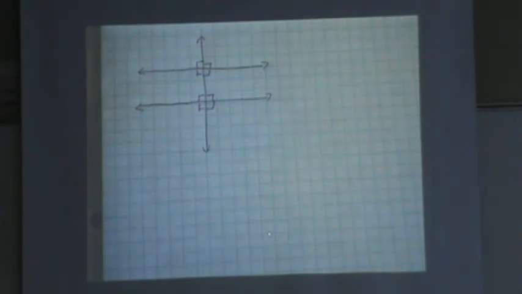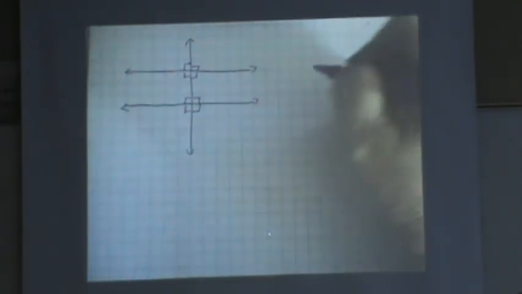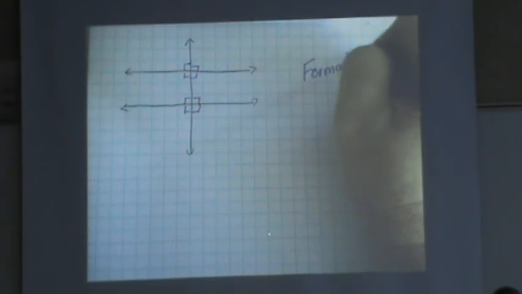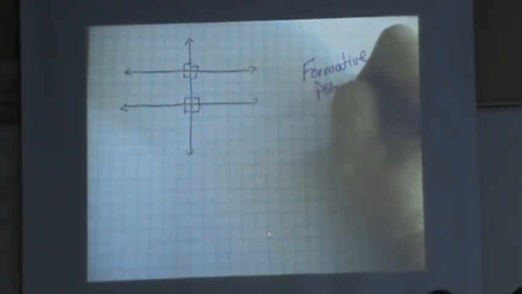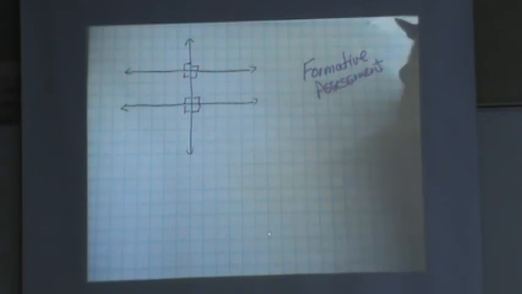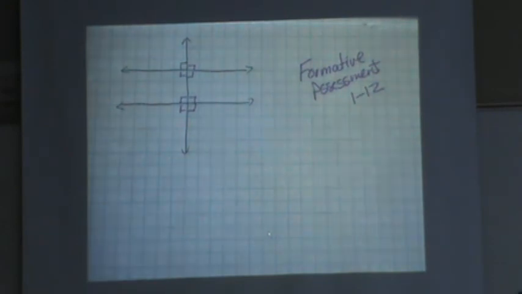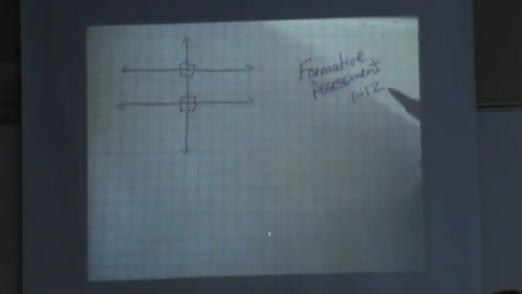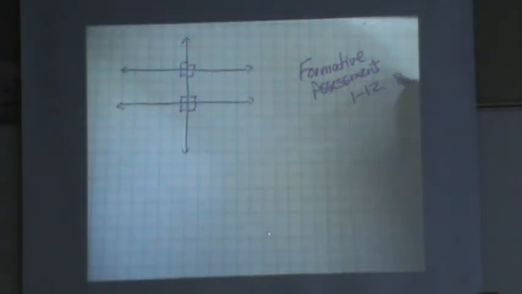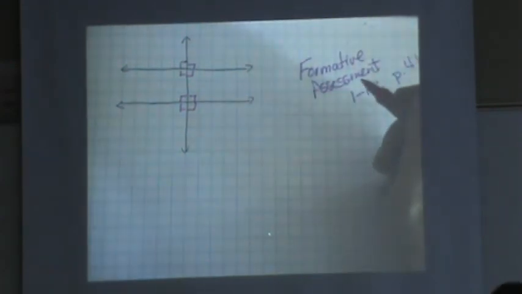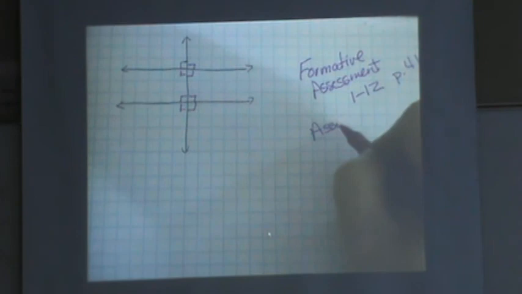Very good. Now I'm going to close our discussion here today. There is an assignment that I want you to try for formative assessment. Problems 1 through 12. All of that talk. This has got a really good microphone. It's going to be on this video. Formative assessment numbers 1 through 12, page 411. Your assignment for grade.